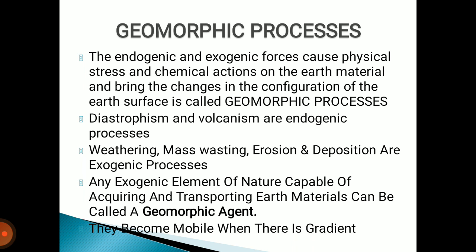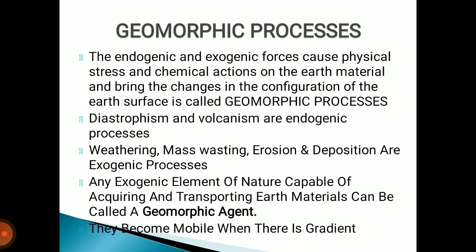Coming to the exogenic processes, you have weathering, mass wasting, erosion, and deposition. These are exogenic forces, and we are going to learn about them in detail in this chapter. Any exogenic element of nature capable of acquiring and transporting earth's material is called a geomorphic agent. So anything that transports the materials of the earth from one place to another is known as a geomorphic agent.